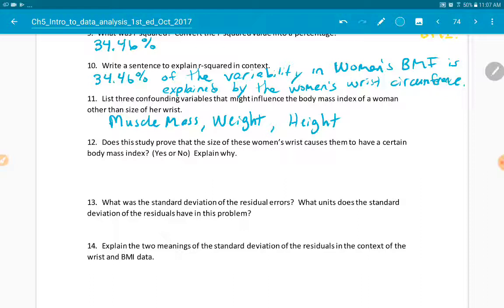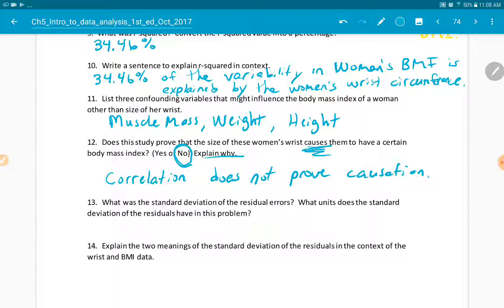Okay. Does this study prove that the size of these women's wrist causes them to have certain body mass index? Hopefully, as soon as you saw that word, causes, we're not proving anything about cause here. So, no, just because we can prove that it's correlated does not mean we can prove causation. Explain why. Correlation does not prove causation.